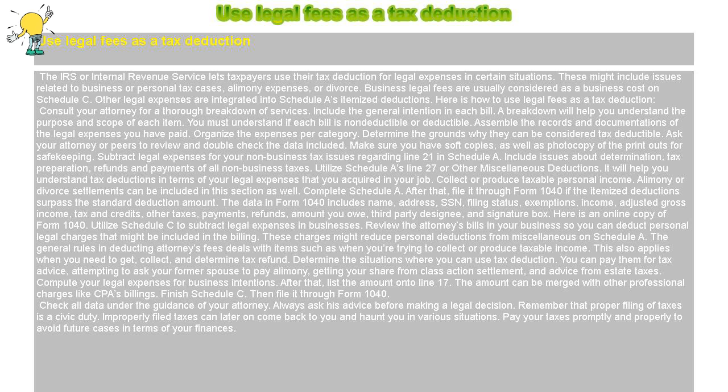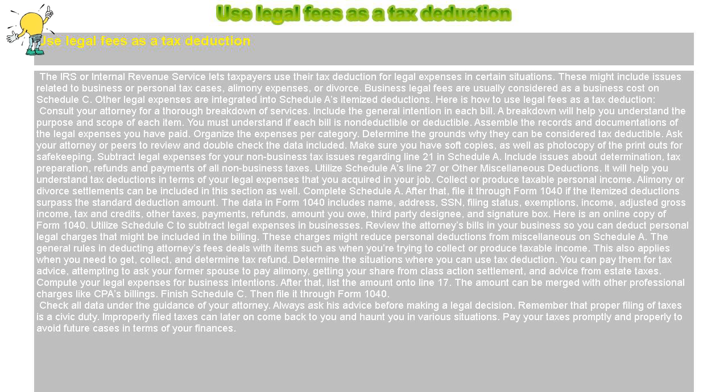Collect or produce taxable personal income. Alimony or divorce settlements can be included in this section as well. Complete Schedule A. After that, file it through Form 1040 if the itemized deductions surpass the standard deduction amount.